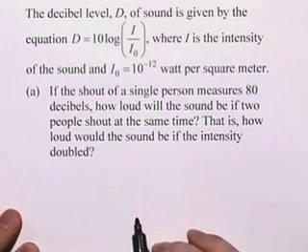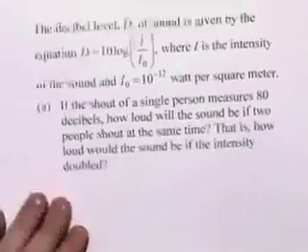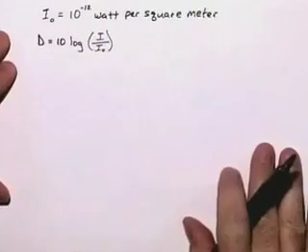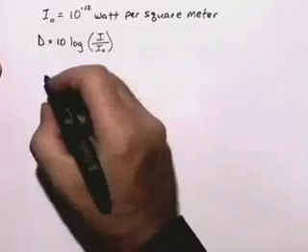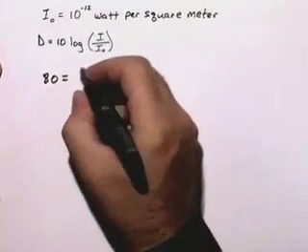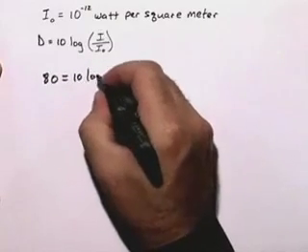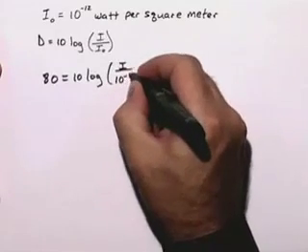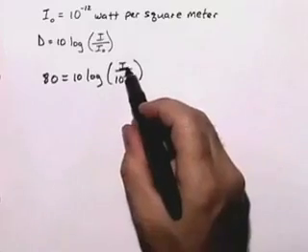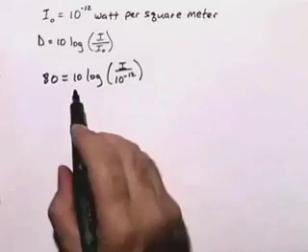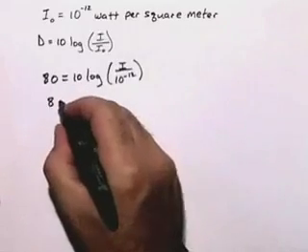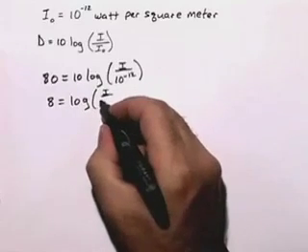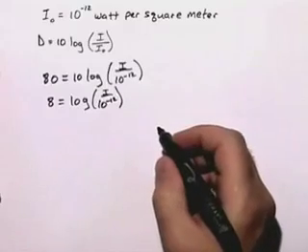First thing we need to do is determine the intensity. Since the shout is 80 decibels, we need to solve the equation 80 equals 10 log base 10 of I over 10 to the negative 12. We solve this for I to determine the intensity of the sound. Divide both sides by 10. We get 8 is equal to log base 10 of I over 10 to the negative 12.